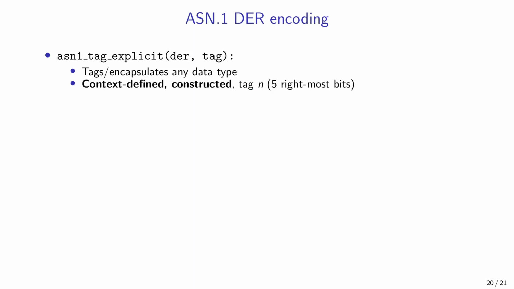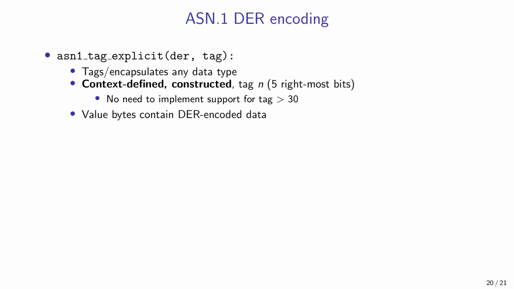Now, as you see, the tag value, which can be encoded using just 5 bits, is limited. It is actually possible to encode larger tag values using multiple bytes, but for our purposes, we do not need to support tags larger than 30. The value bytes will contain the encoded data that we want to tag.